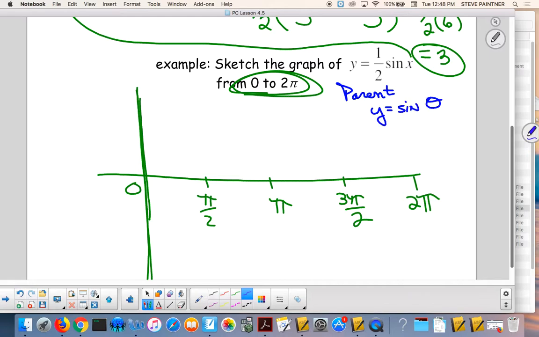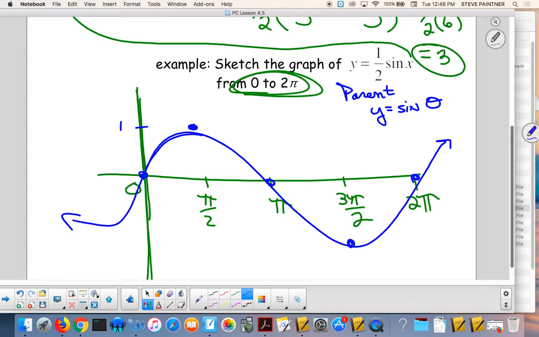By the way, I would just jot down my parent right away. So my parent is just sine of theta. Sine starts where? 0. Okay, at the first key point, pi over 2, what is it? It is 1. The next key point. Next key point. Okay, so here it is. Right? And of course it goes like this.